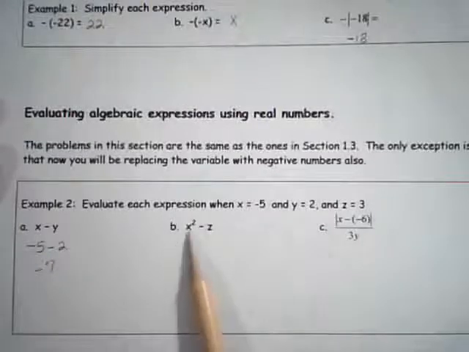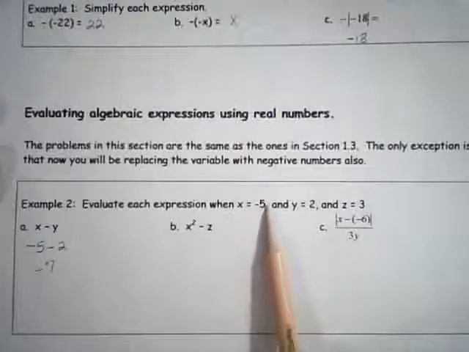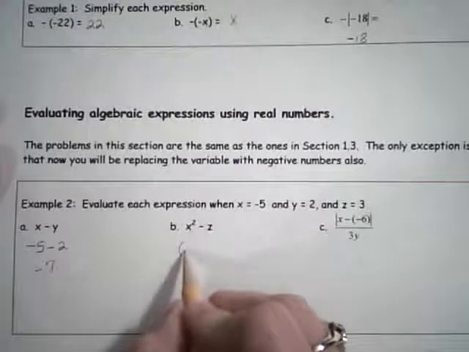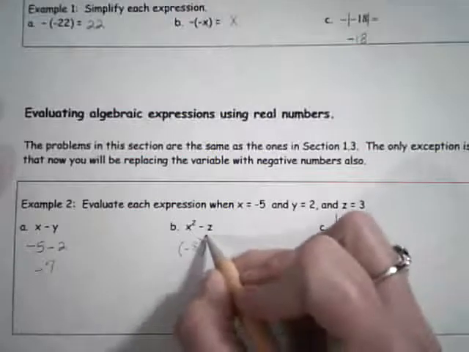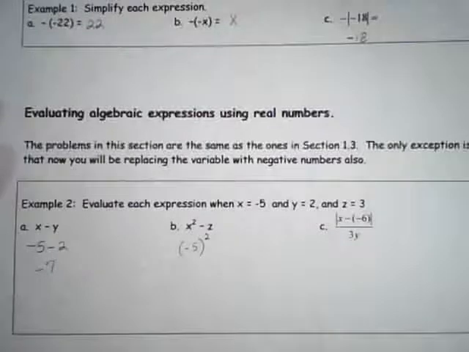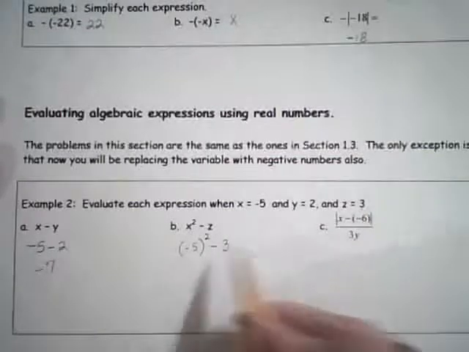On B, you have x squared minus z. So again, when I put in this -5 for x, it's always going to go in parentheses. When you plug in a negative number, it's a good idea to put it in parentheses if it's going to be raised to a power. So (-5) squared minus z, which I'm going to replace with the -3.